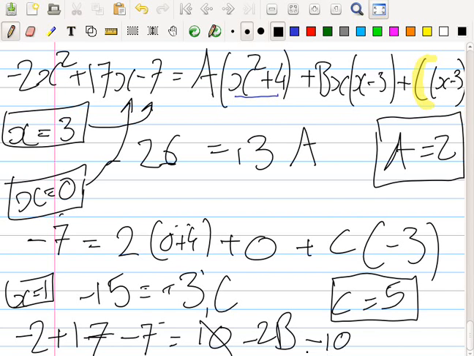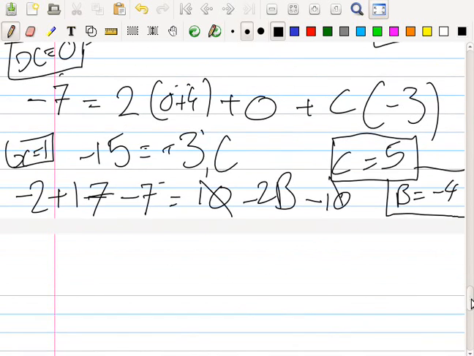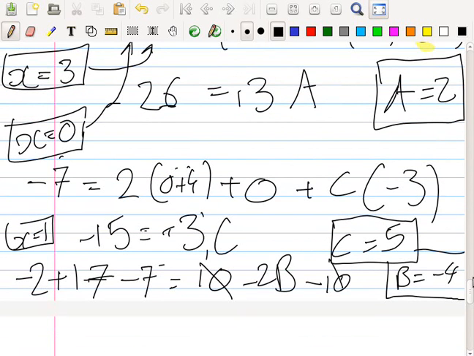So 10 minus 10 is gone. 17 minus 7 is 10, minus 2 is 8. 8 divided by minus 2 is minus 4. So b equals minus 4. I'll scroll down for you. So the three values to use, I think, are x is 3, x is 0, x is 1. So now I have the a, b, and c.